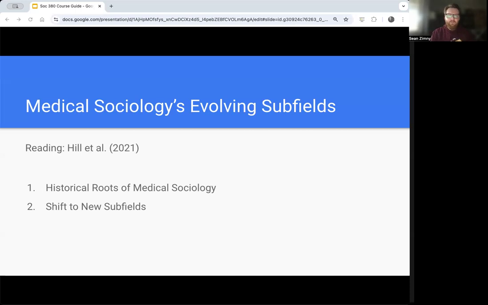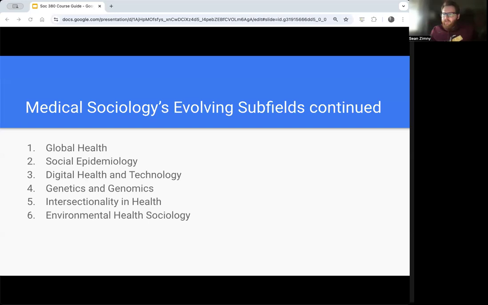Some other key points from the reading: I just want to point out again the historical roots of medical sociology and then the shift to these new subfields. That's what we looked at, that we're constantly evolving in sociology and medical sociology. All right, and then some of these evolving subfields. I just want to take a look at global health, just to start.